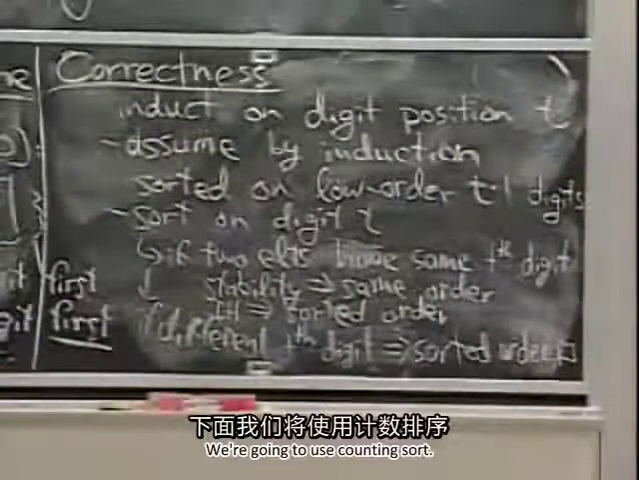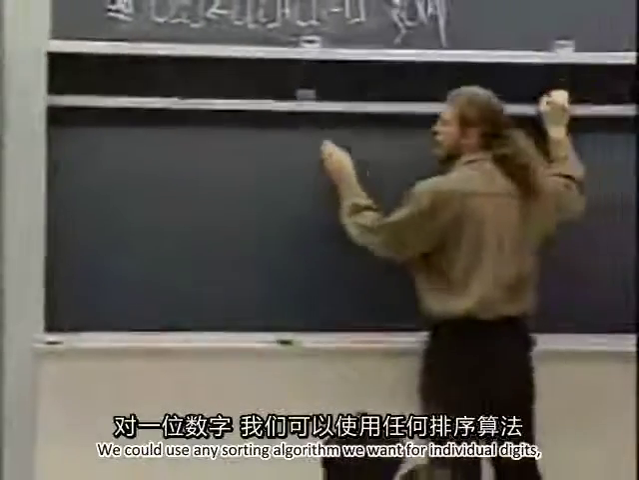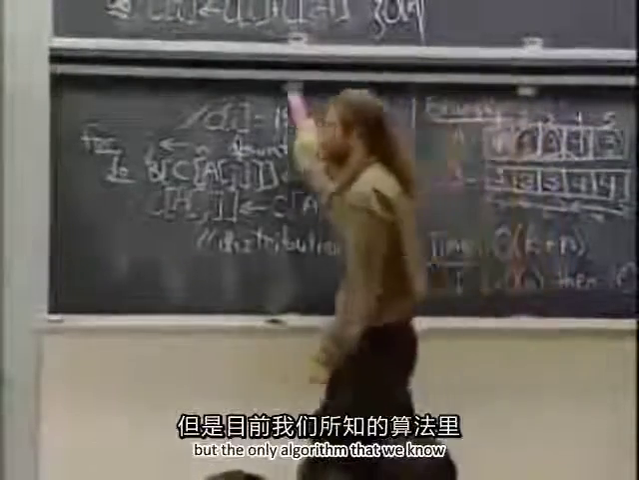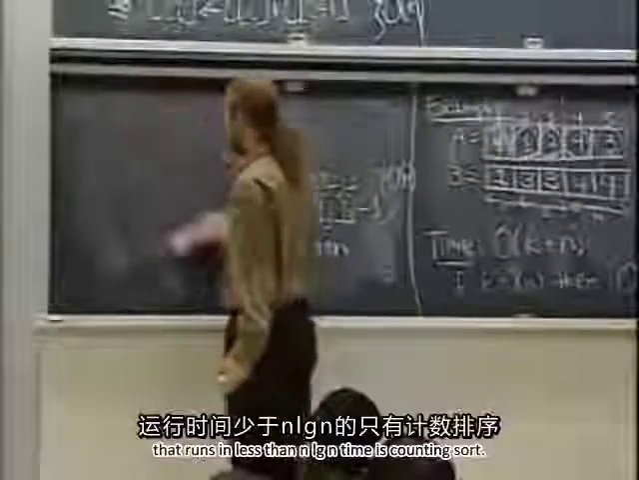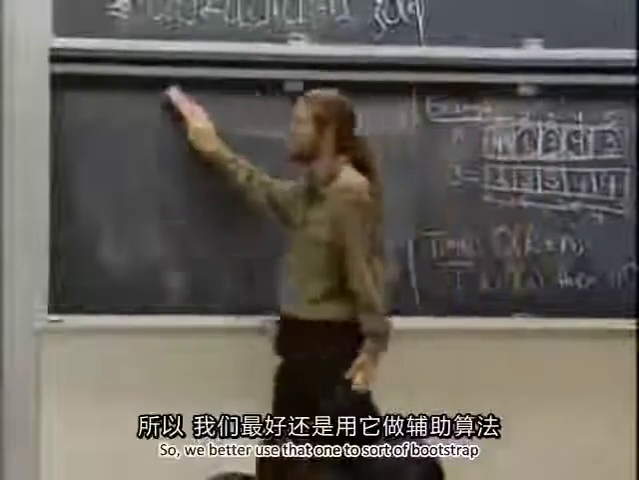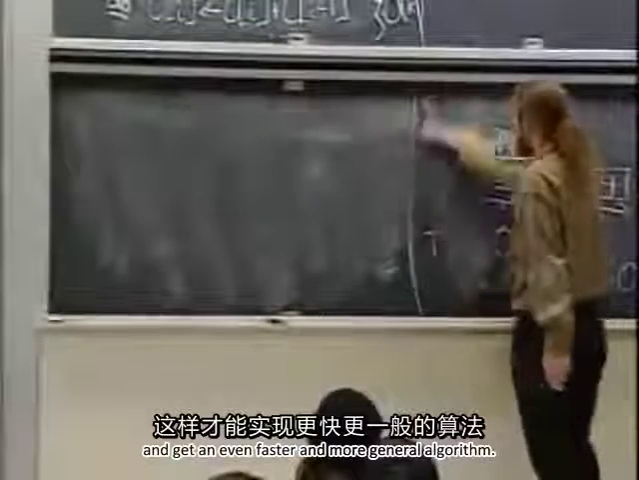So we're going to use counting sort. We could use any sorting algorithm we want for individual digits. But the only algorithm we know that runs in less than n log n time is counting sort. So we better use that one to sort of bootstrap and get an even faster or more general algorithm.